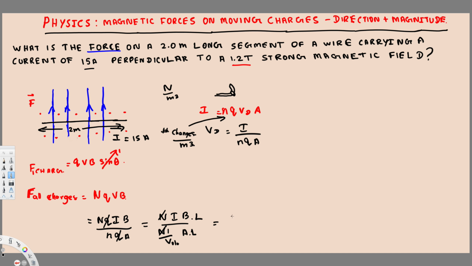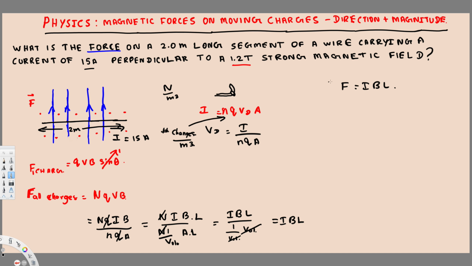So let's rewrite this one. So IBL over 1 over volume times volume, A times L volume. So here volume cancels, so we are left with IBL. So this is the equation we are going to use to find the force. So let's find the force. So F is equal to IBL.